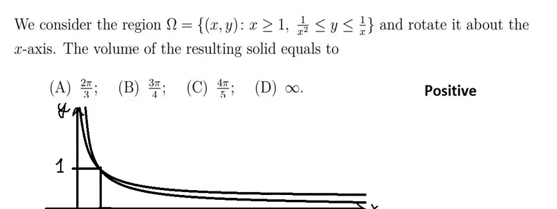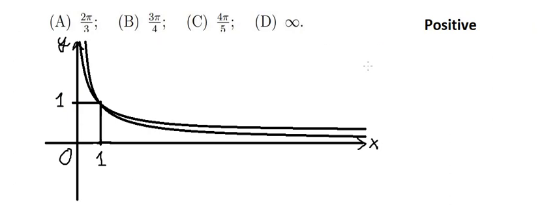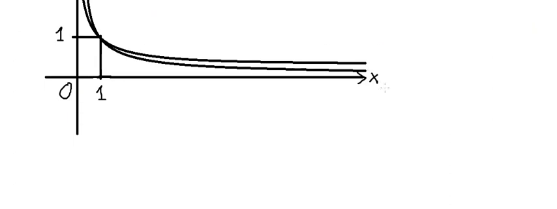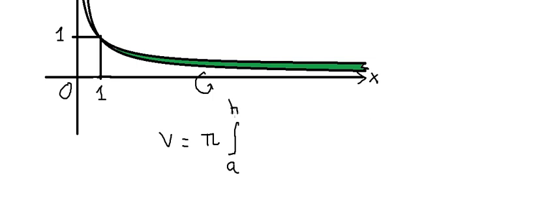Now the question wants us to find the volume of this region. We need to know that these lines never intersect when they go to positive infinity, so I will put it like this. And we know that this region will rotate around the s axis. So the formula of the volume is pi times the integration from a to b.